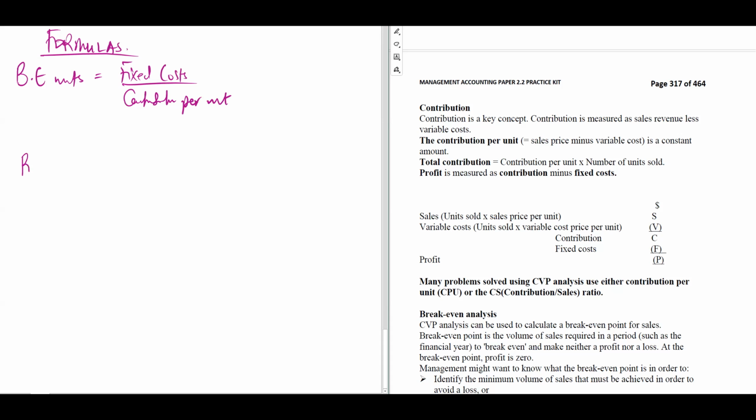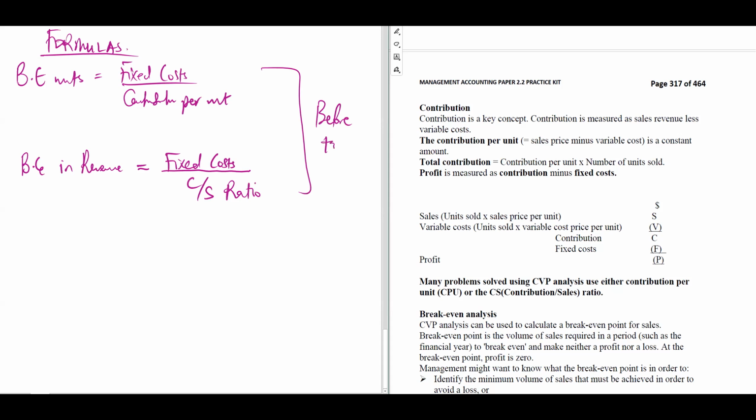Now, if they ask you for break-even in revenue or in sales revenue, just take the same fixed cost and divide by your CS ratio, okay? Are we okay? And everything we are doing here is before tax, okay? Everything we are doing here is before tax. I'll come and explain where the situation is after tax.